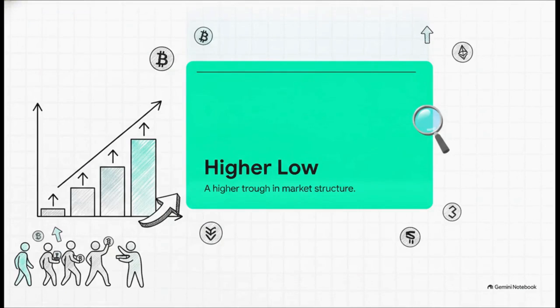But as we know, a market can't just go up in a straight line forever, which brings us to our second building block, the higher low. Now, a higher low is a trough, or a dip in price, that is higher than the previous trough. Let's just pause and really think about the psychology here for a second. Why exactly does a higher low happen? Well, it happens because buyers are just so eager to get into the asset that they step into the market earlier than they did before. They aren't waiting around for the price to drop all the way back down to that previous bottom. Instead, they buy the dip early, which creates a new elevated floor.